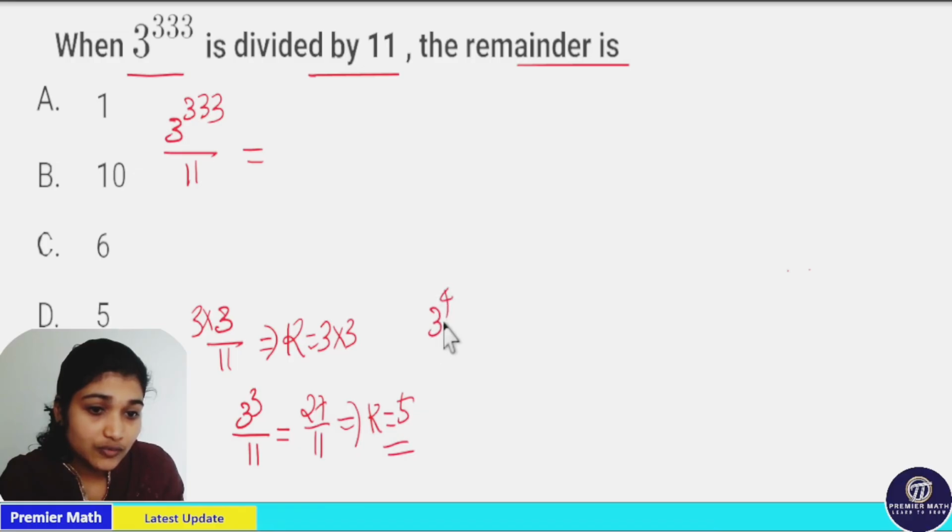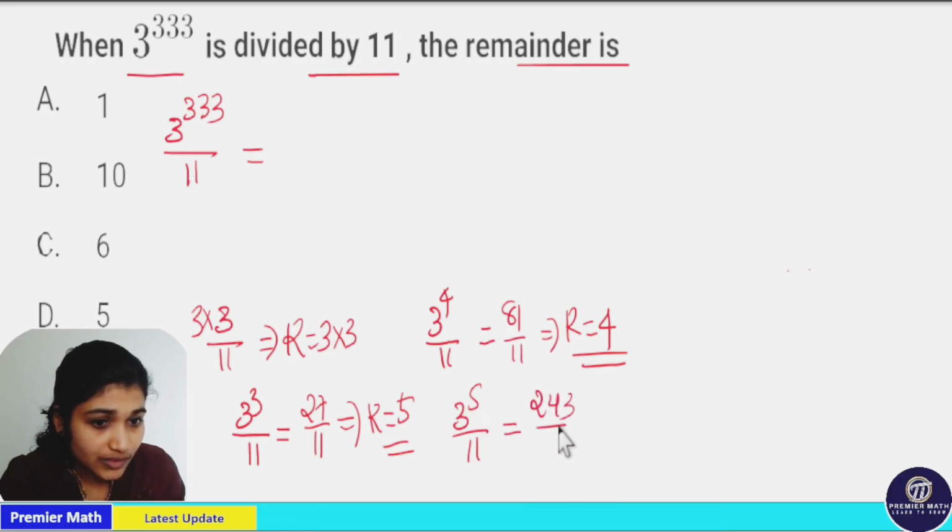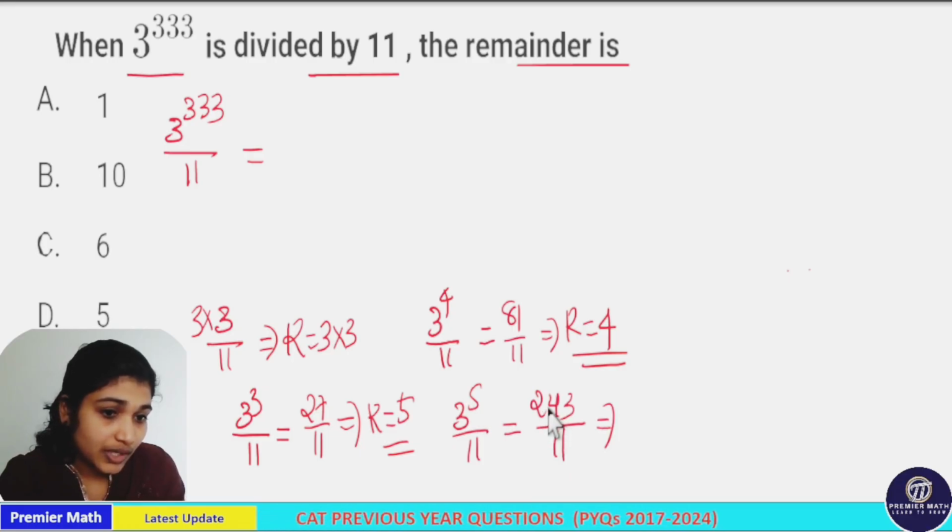Again 3 raised to 4 by 11 means 9 into 9 is 81. So 81 by 11, here 11 goes 7 times in 77. So remainder is 4 here. Now 3 raised to 5 by 11: 81 into 3 is 3 raised to 5, which is equal to 243. So 243 by 11, 11 goes 2 times in 22, remaining 23, 11 goes 2 times in 22 again. So here the remainder in this case is equal to 1.